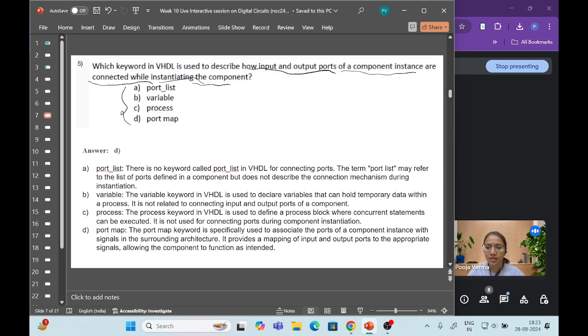Okay, now next one is a variable. The variable keyword in VHDL is used to declare variables that can hold temporary data within a process. It is not related to input-output ports of the component. Now next one is a process.